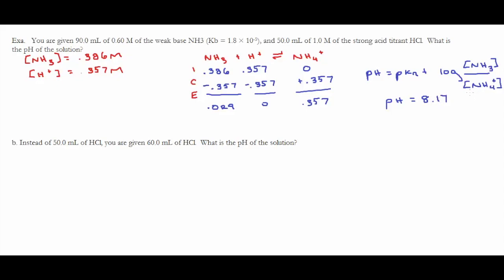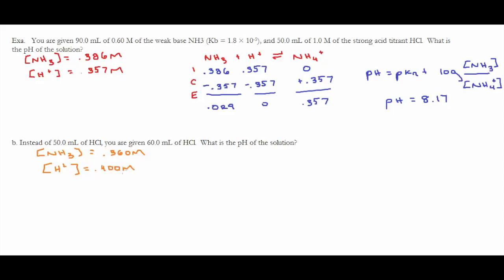Now, what if I end up with extra H+ rather than extra weak base? Let's try that one. So I want you to figure out the concentrations of these guys right now that I'm using 60 mLs of HCl instead of the 50 mLs. And so what you should end up getting for concentration of NH3, you should get 0.360 molar. And for H+, you should get 0.400 molar.